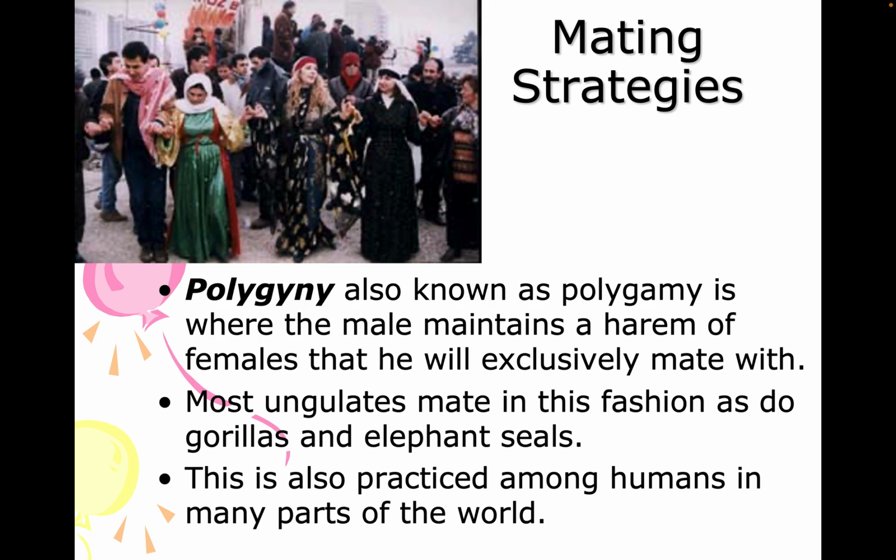Polygyny, also known as polygamy, is where the male maintains a harem of females that he will exclusively mate with. Most ungulates mate in this fashion, as do gorillas and the elephant seals. This is also practiced among humans in many parts of the world. And this is an individual with four wives. This is the individual, and that's his new wife. This is his number three wife. That's number two wife. That's number one wife.